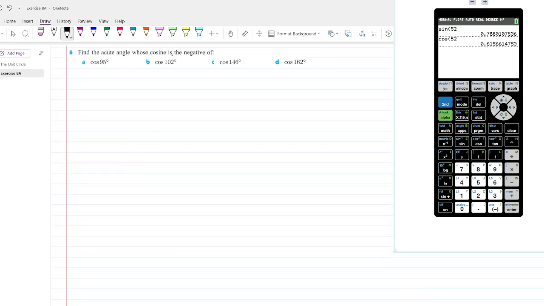Find the angle whose cosine is negative of this value. We have seen that cosine of theta equals negative cosine of 180 minus theta. Let's consider 180 minus theta as phi. So phi in this case is going to be 180 minus 95. This is 85 degrees. Similarly, phi here is going to be 180 minus 102, which is 78 degrees. Similarly, we can do C and D. They are exactly same.